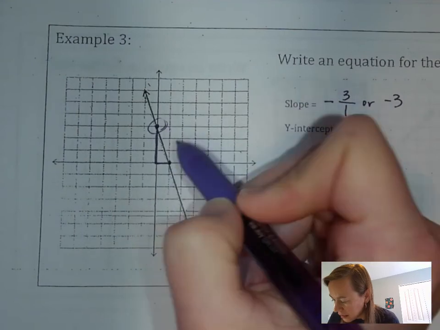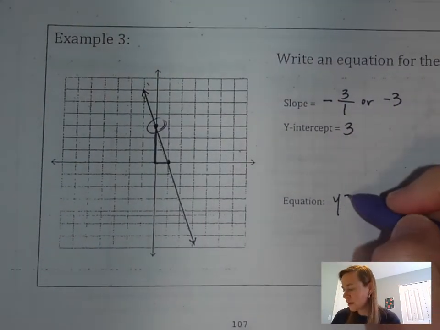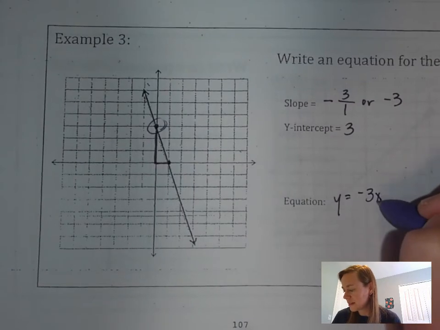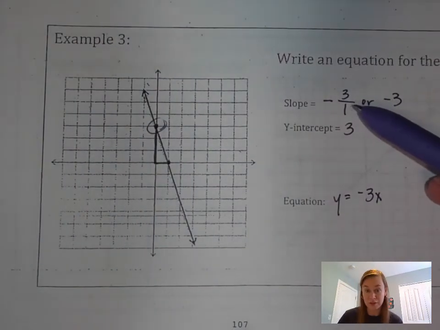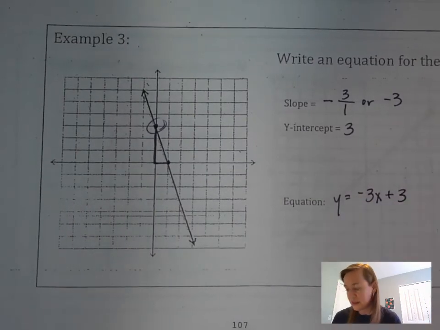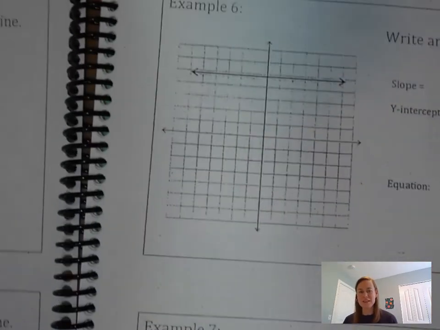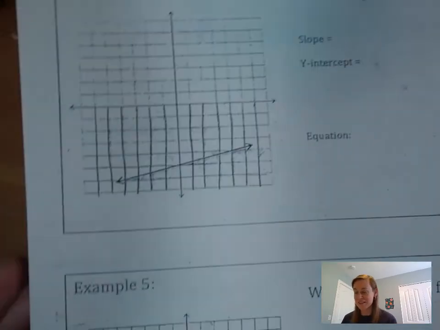Y-intercept, it crosses right here. Let's count up. It's a 3. And now let's write our equation. Y equals negative 3x. And if you wrote negative 3 over 1, totally correct also. And then y-intercept is a positive 3, so write plus 3. There you go. I have 4 more examples for you, and then I'll let you get started on your assignment.